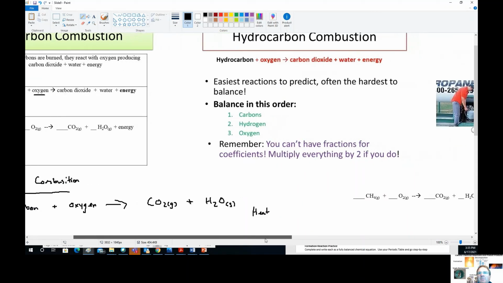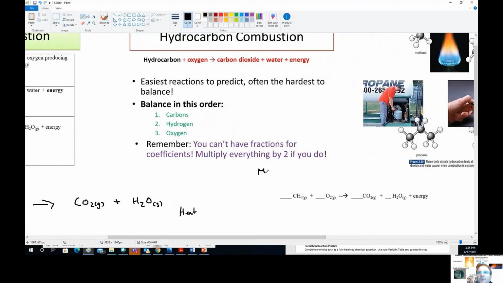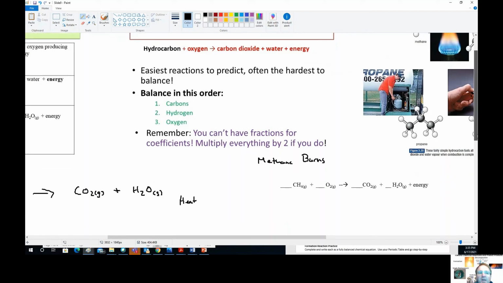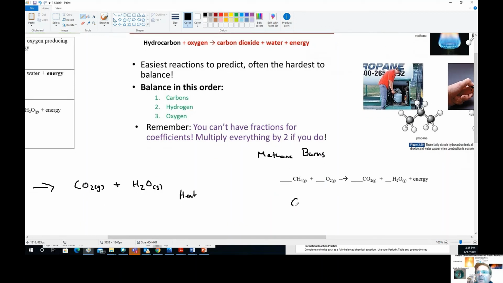Methane burns. So the words could literally just be methane burns, and you need to know methane. You need to make sure that's on your periodic table. In fact, once we balance this reaction, get the whole thing on the back of your periodic table. If we're going to balance this, we're going to balance carbon first. To balance, carbon first, then the hydrogen.